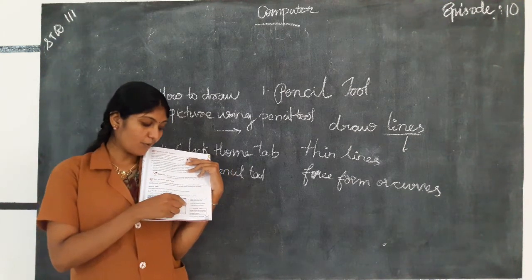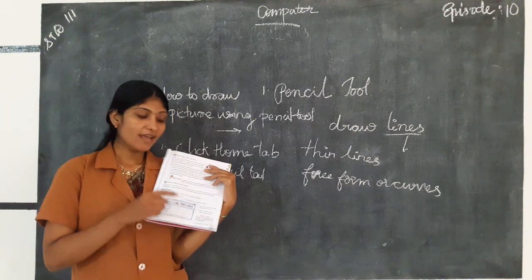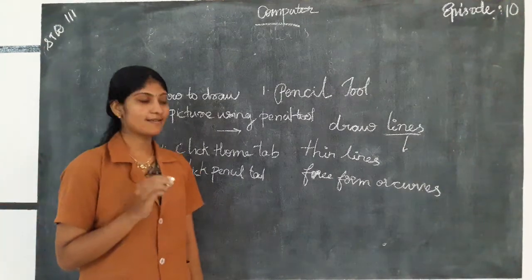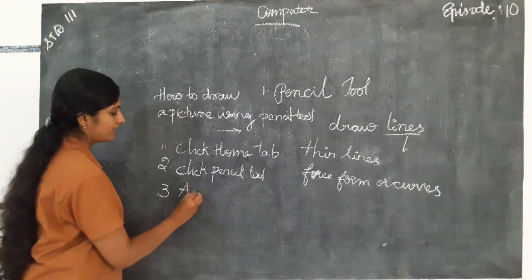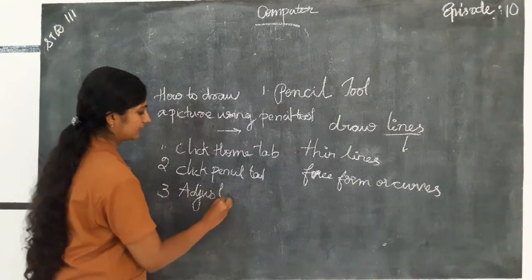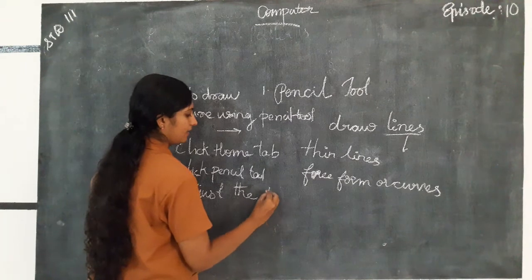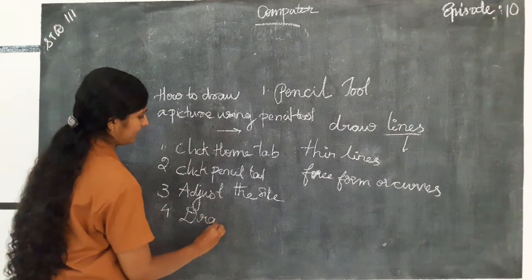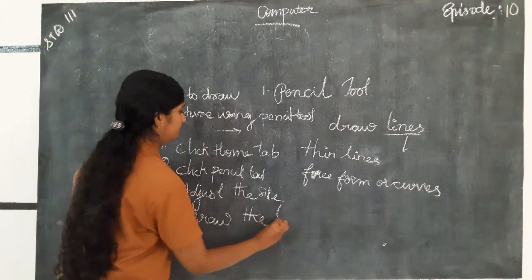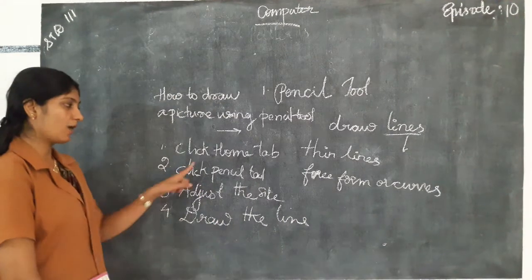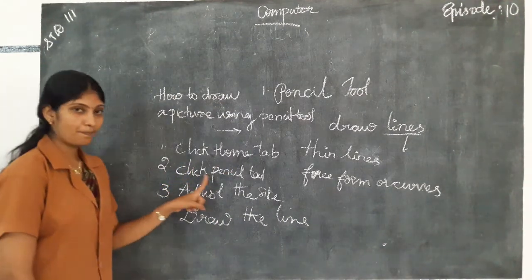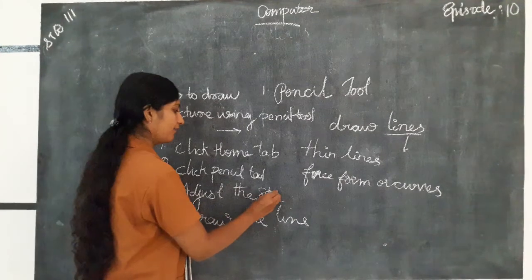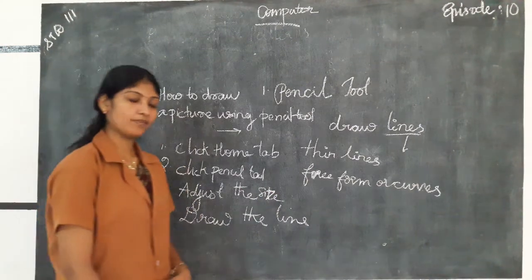And then the fourth one: drag the mouse pointer and draw the line. Finally a line will be drawn on the screen. Next, adjust the size and draw the line or picture. So once again, click Home tab, then second step, click pencil tool, then third step, adjust the size, and fourth step, draw the line.